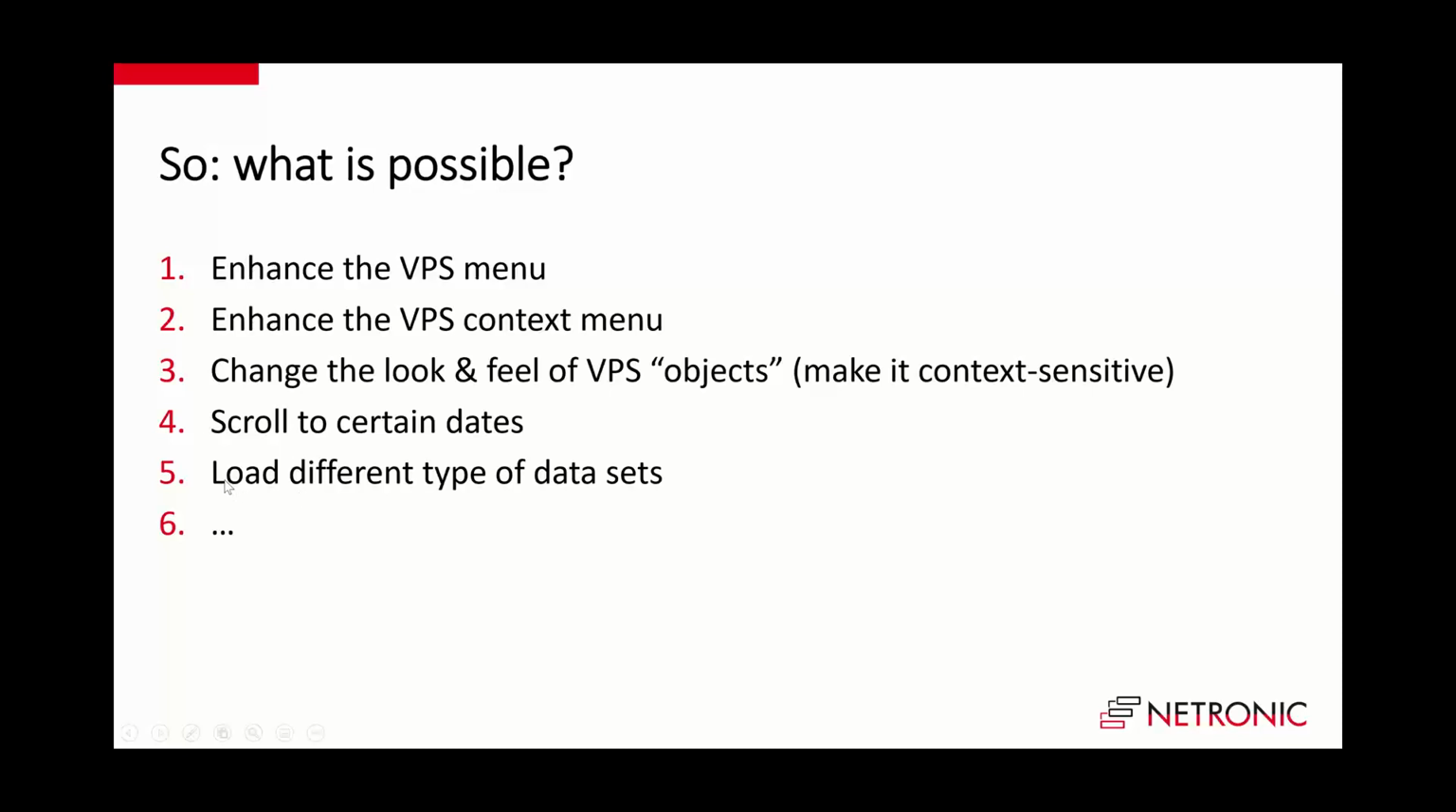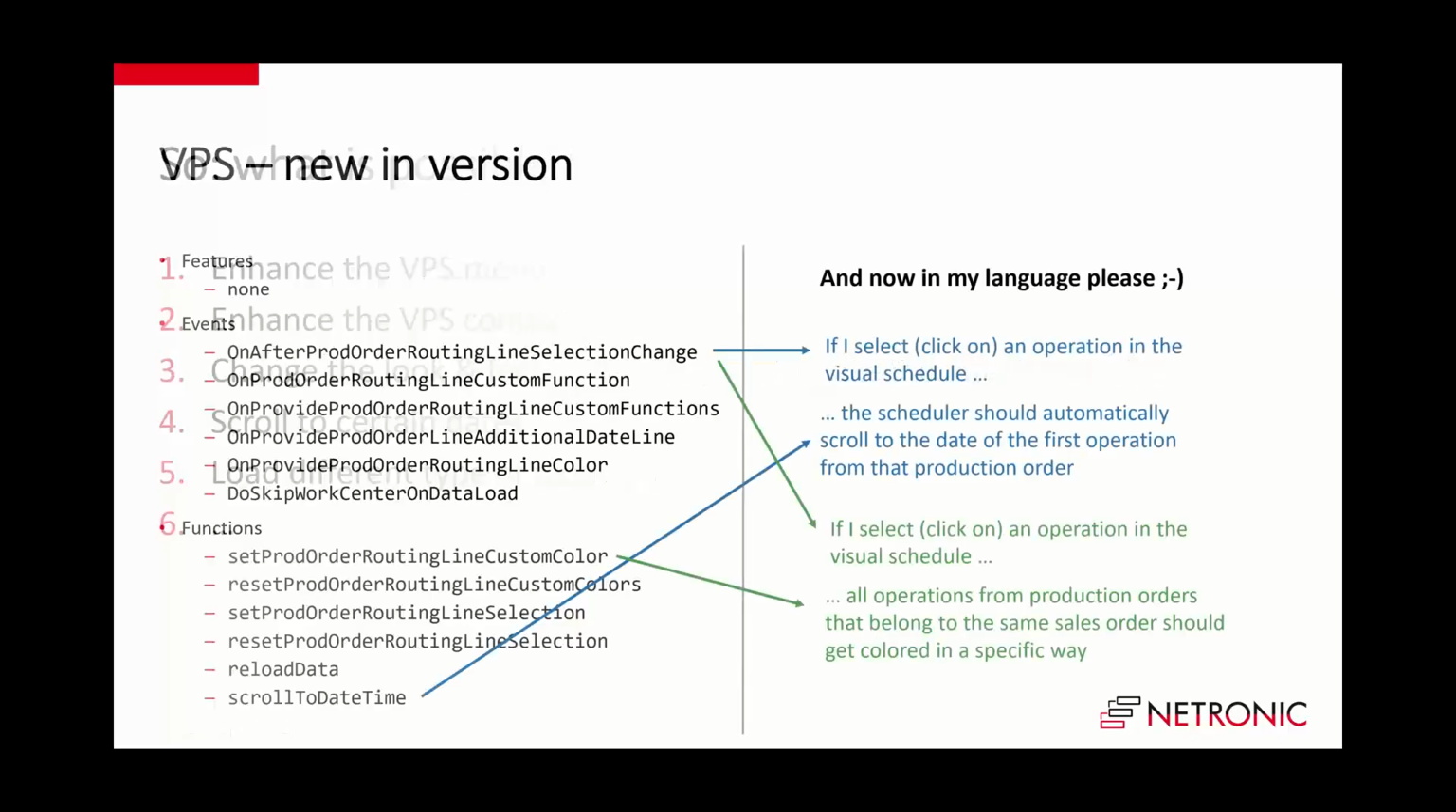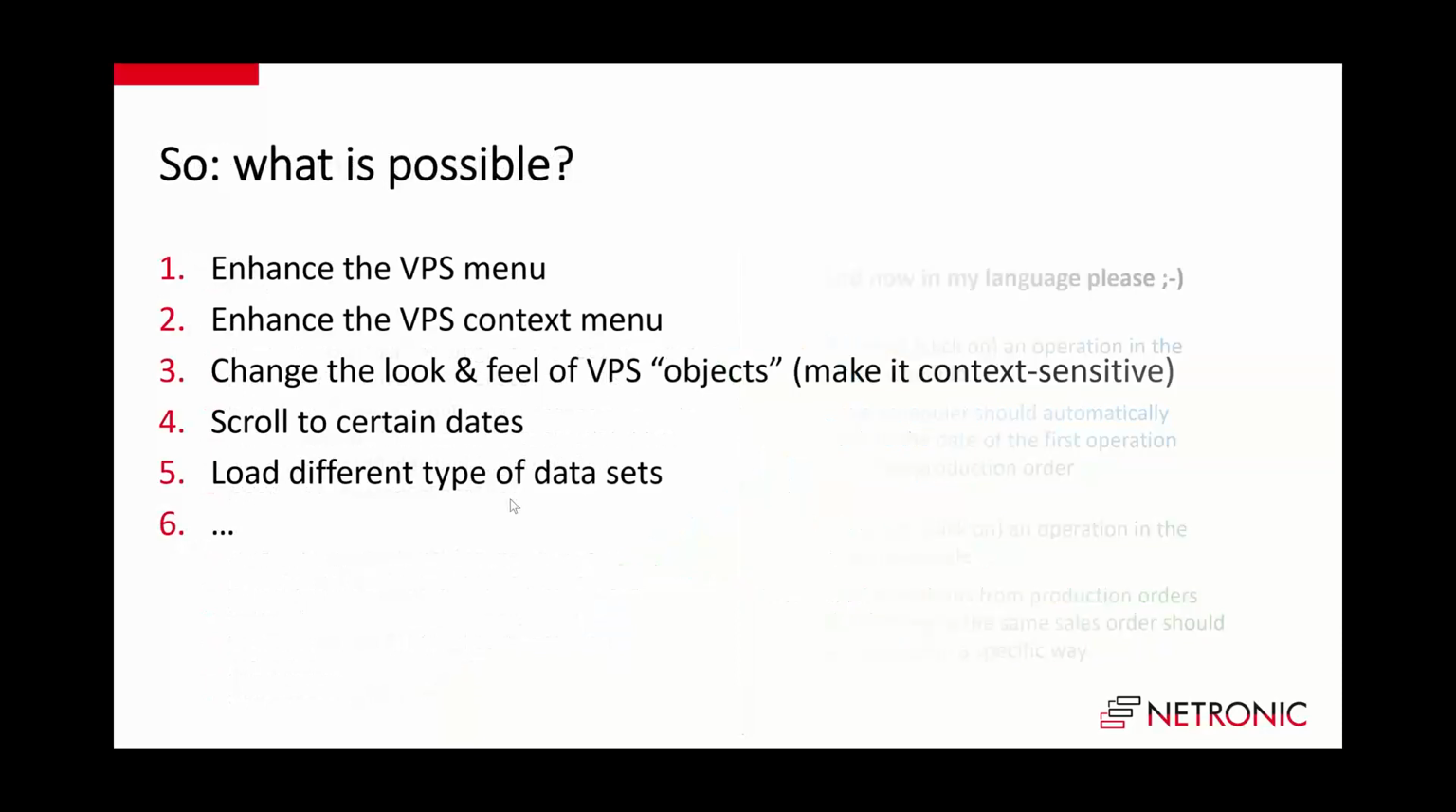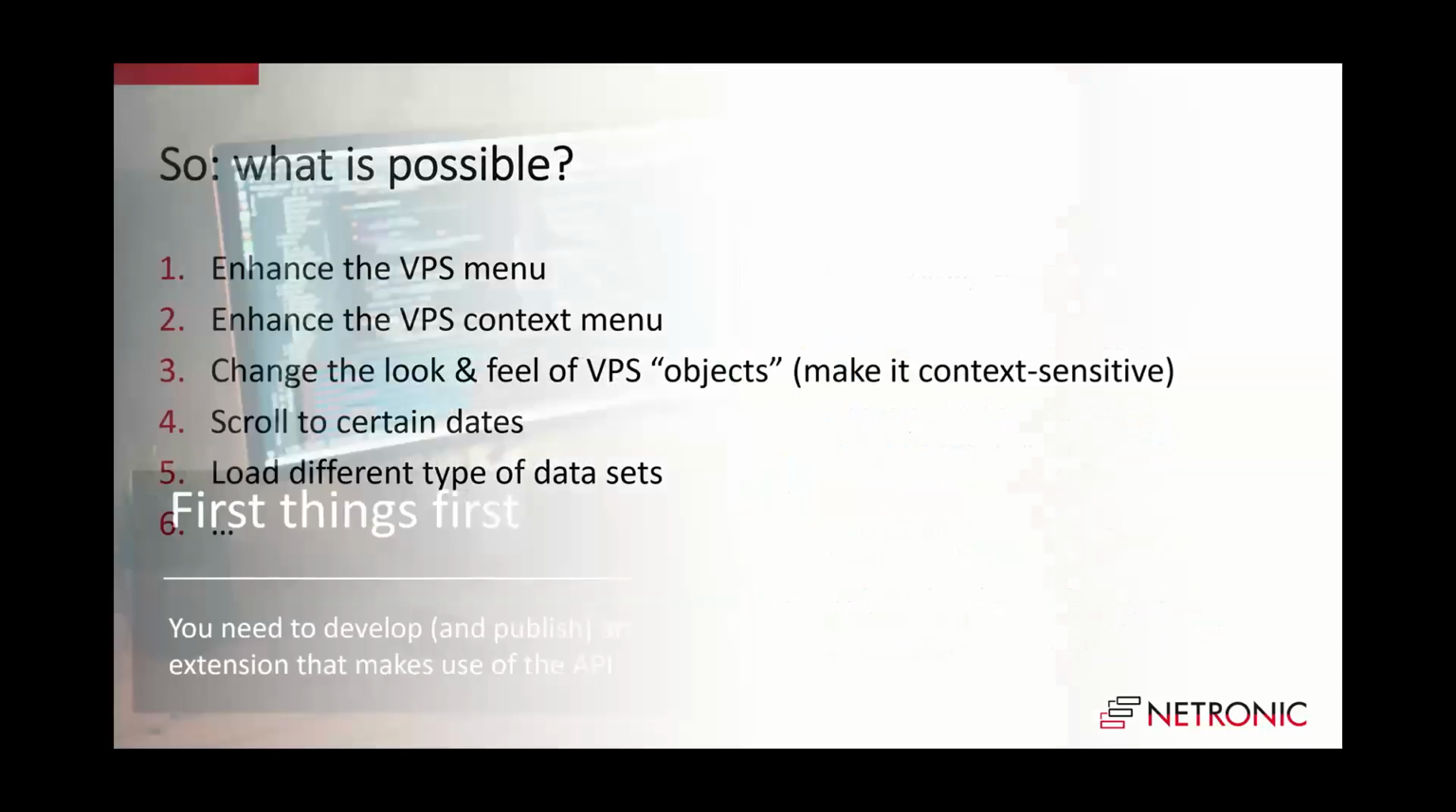You can load different types of data sets because we have a reload function available for you, and we actually have a skip work center option. So you can say, now I want to reload only a fraction of my data and I want to skip some work centers. So there are really a lot of options.